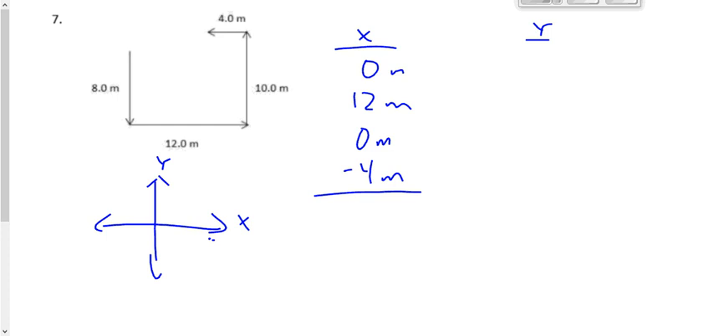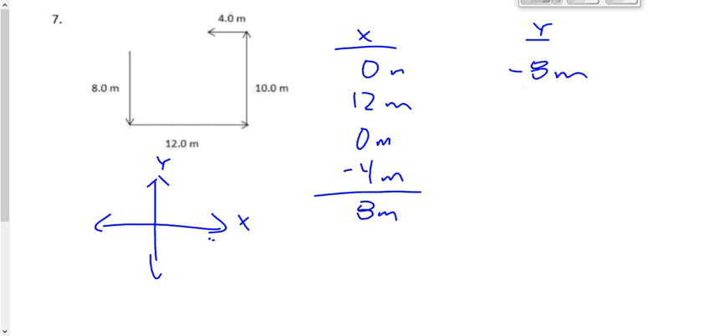So let's add these up now. We're going to get the total x component, and then we're going to turn around and get the total y component. 0 plus 12 plus 0 plus -4 gives me 8 meters. All right, let's do the y component now. How much of that 8 meters, Daniel, is the y component, the up and down? 8 meters, yeah, except that we're going to make it negative because it's down, right? So we're going to say -8 meters as opposed to just 8 meters.